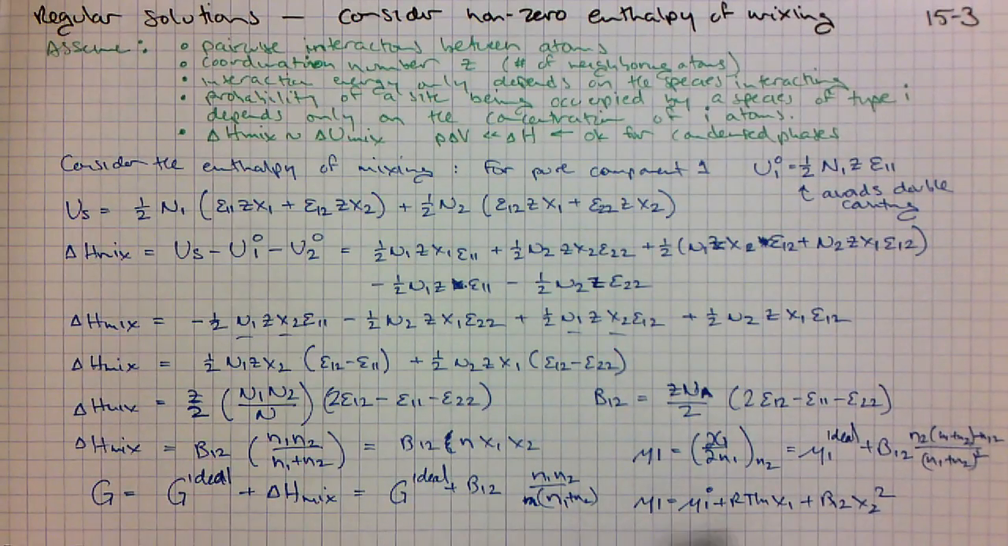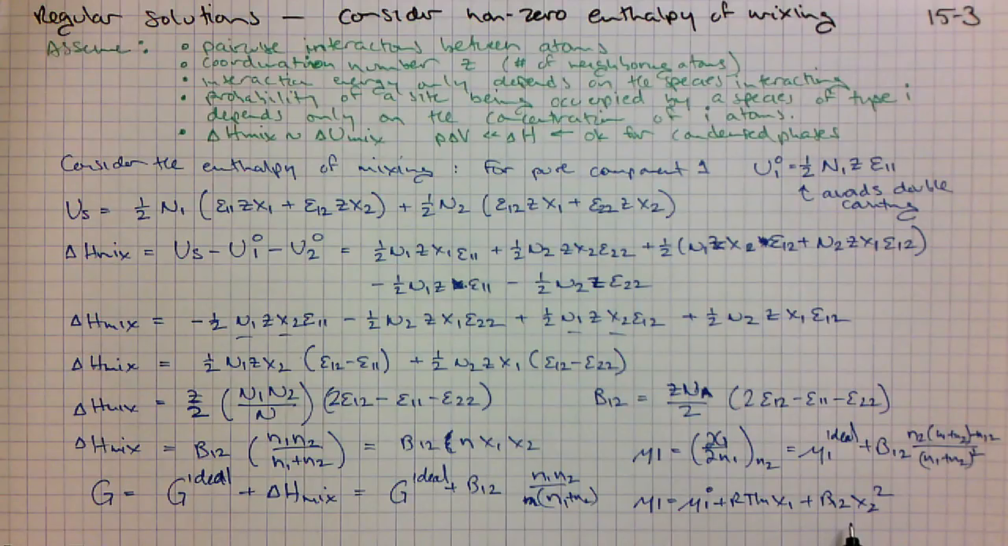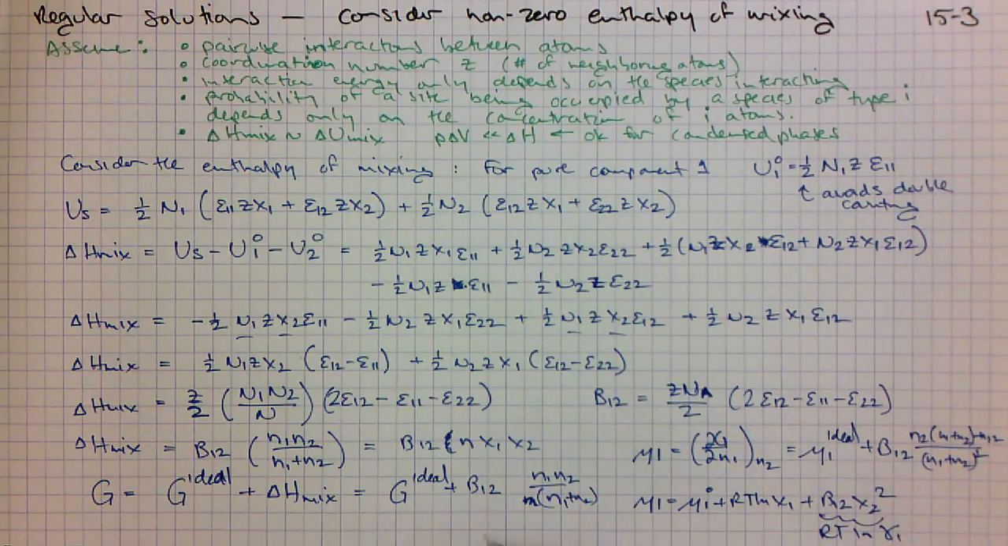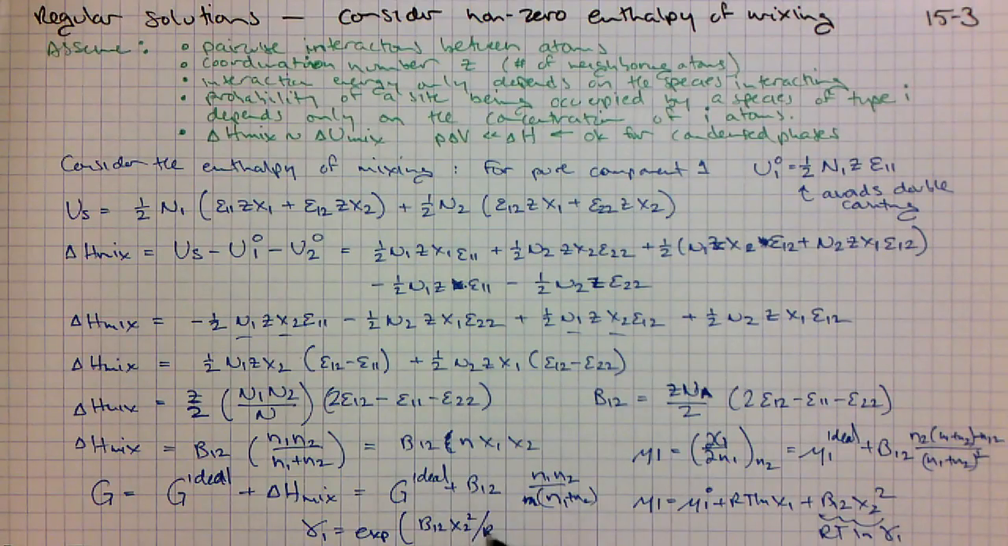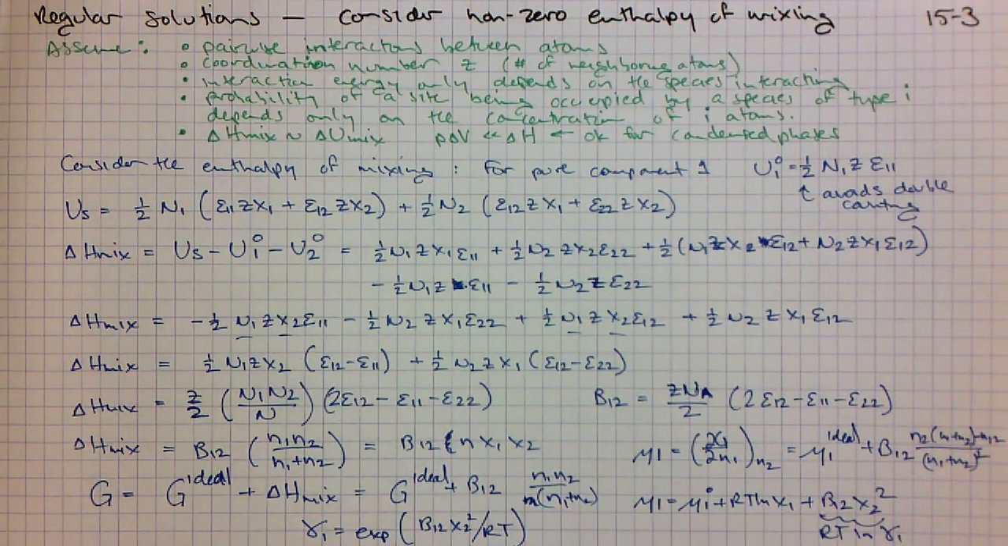And so if we were to think of B12 in terms of our activity coefficients, we can see that this has to equal RT natural log of gamma 1. So in terms of B12, gamma 1 is equal to exponential of B12 x2 squared over RT. Okay, so next we'll think about what this all means. So now we have the mathematical formalism, we can look at the regular solution.